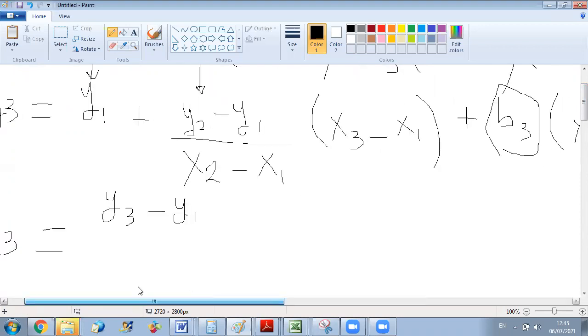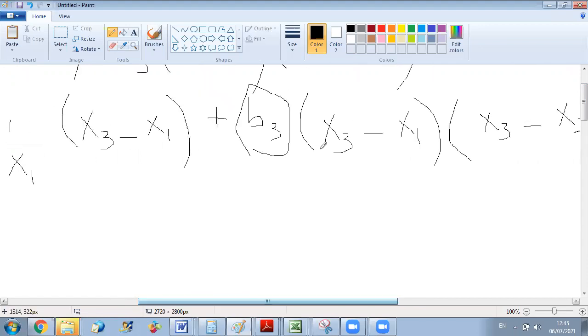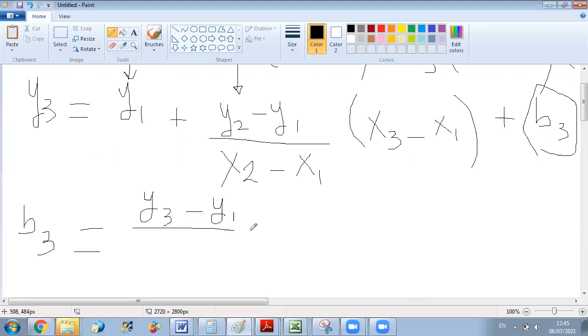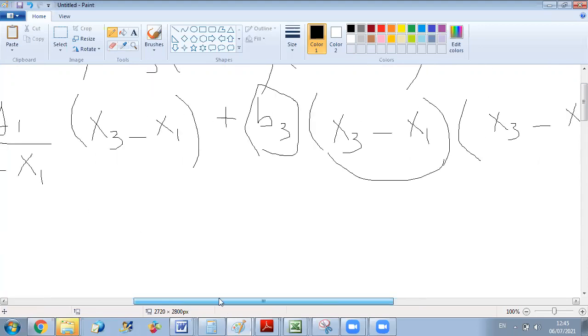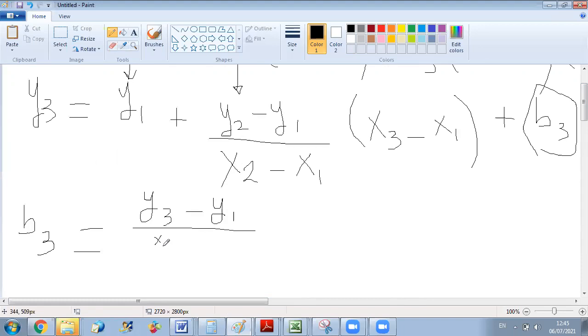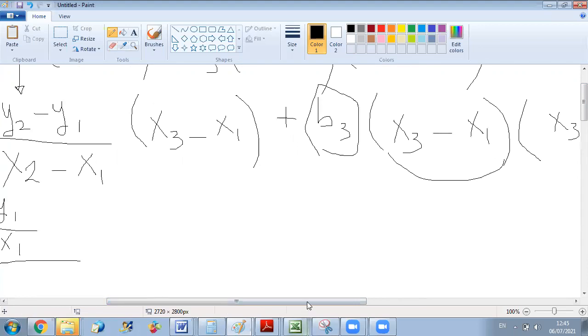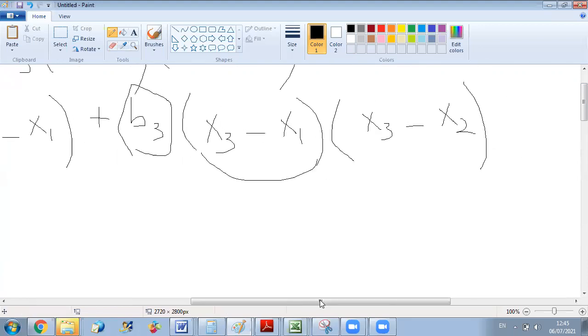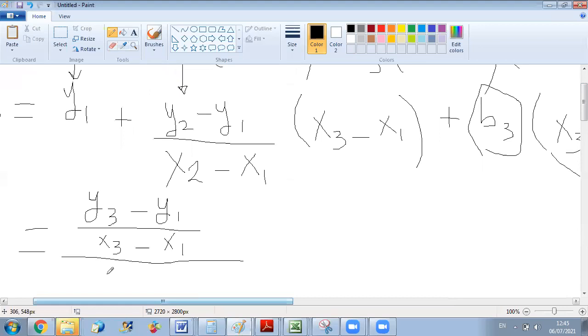So I can write it in the following form. First I divide it by (x3 minus x1). So I get (y3 minus y1) over (x3 minus x1), and I have over (x3 minus x2), the second term. Okay, x3 minus x2.